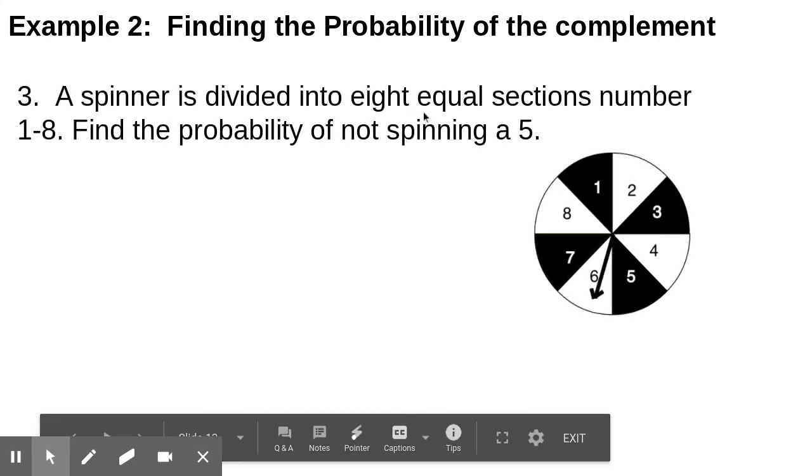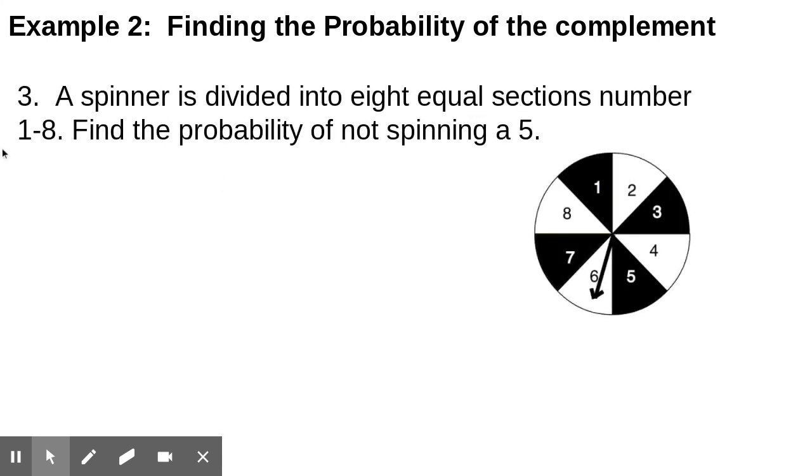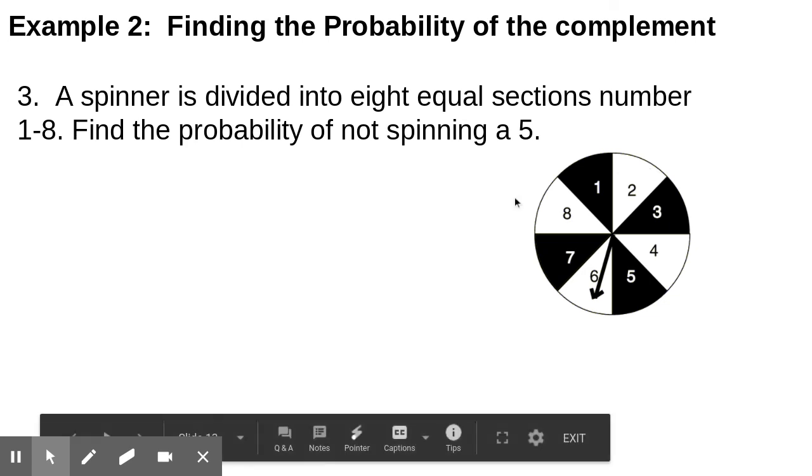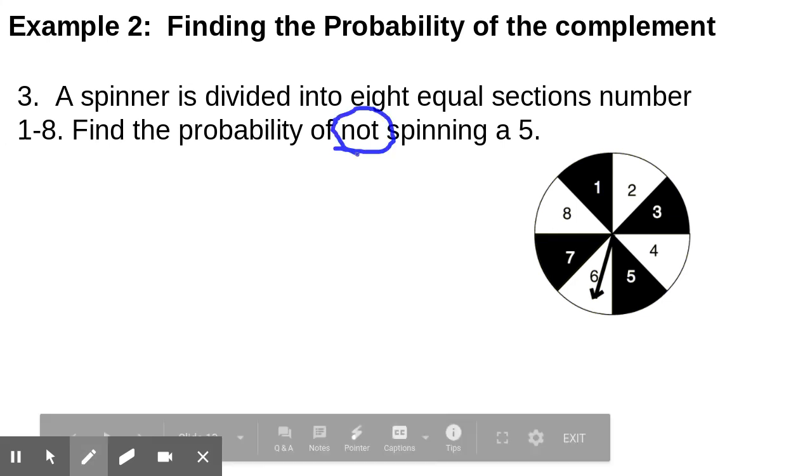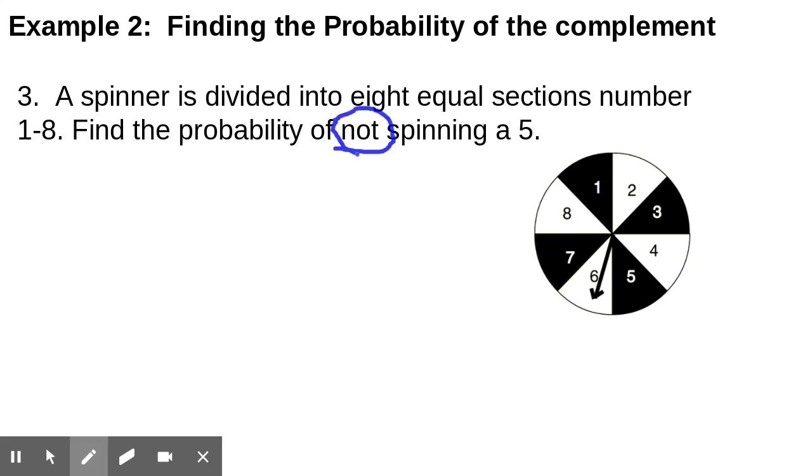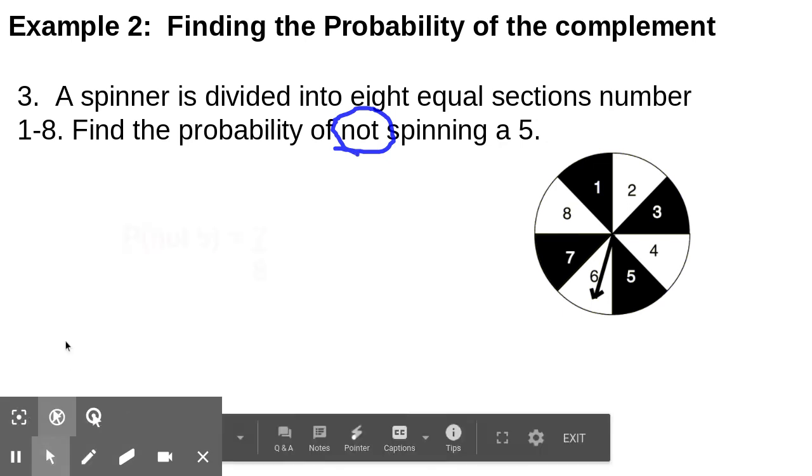All right, so here's another one. A spinner is divided into 8 equal sections, numbered 1 through 8. So here's my spinner, 1 through 8. What is the probability of not spinning a 5? Like I just said, I don't have that not bolded or underlined or highlighted or circled. But if you skimmed over that question and only saw spinning a 5, if you didn't see not spinning a 5, you would get the opposite answer.